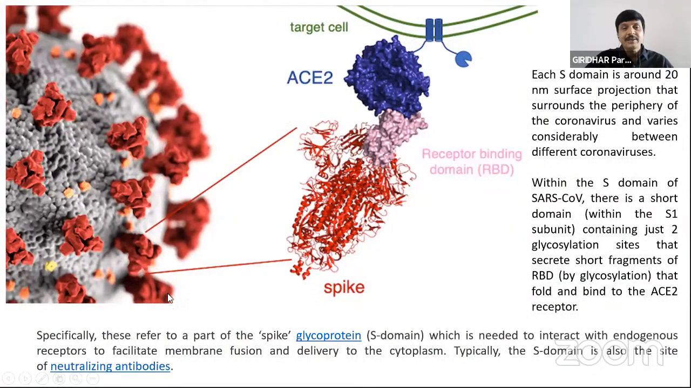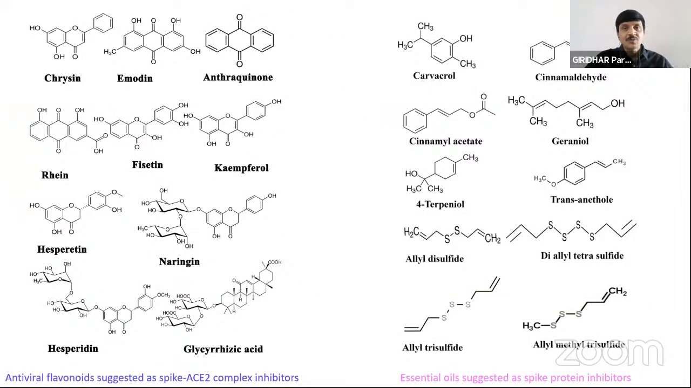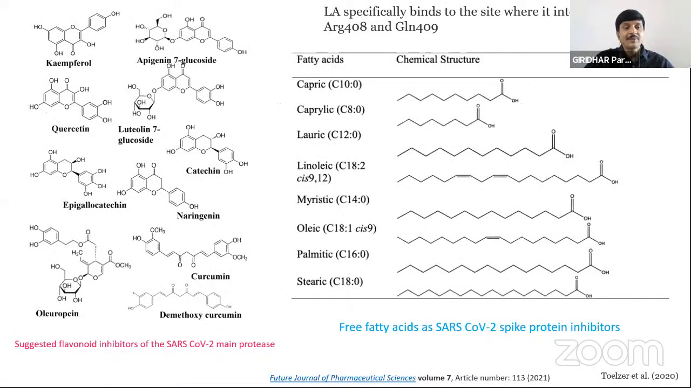So this is a simple, clear picture of how the spike protein establishes RBD binding with the ACE receptors. I have also explained this in the beginning itself. To sum up these bioactive molecules, in the left column, these are the antivirals suggested against the ACE2 receptors. And these are the essential oils from plants, like eucalyptus oil and other things, which are also very good in this case. Terpenols, allyl disulfide, allyl compounds, geraniol, all these are reported to be very effective. Similarly, some flavonoid inhibitors, what we have discussed. So these 10 from each group are the promising ones.